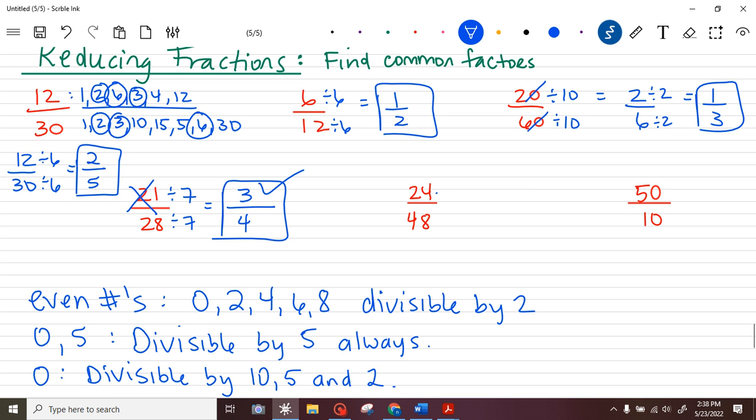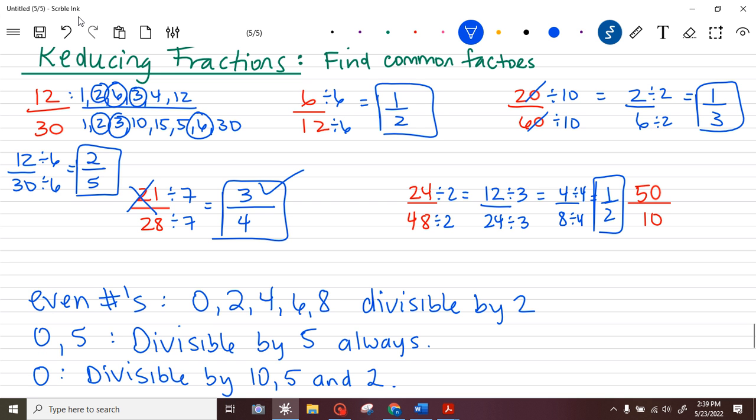24 and 48. The first number that comes to mind is the 2. So I'm just going to start with the 2 and work my way down. So this will be 12, and this will be 24. Then if I divide by a 3, they both share a 3. I'll get 4 over 8. And then finally, I can reduce by 4 and get myself 1/2.